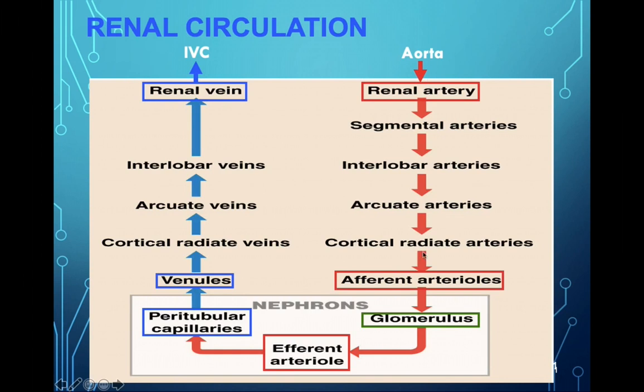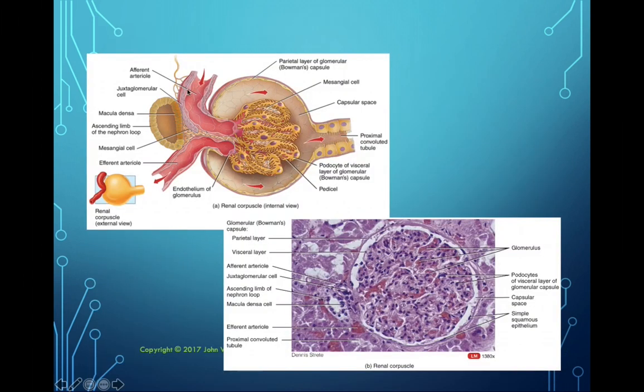This is just another way of looking at it. After the cortical radiate, blood goes into the afferent arteriole. You can see this is wider and larger, and then it leads into the glomerulus, and then blood goes out through the efferent arteriole. This is a little bit wider, so blood can rush in. This is a little narrower, so it slows down the rate of filtration in here.